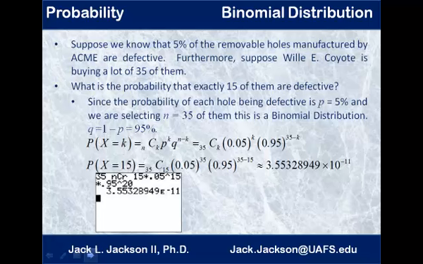Don't ever write it that way. Write it as times 10 to the negative 11th, which is really 10 zeros and then the 355, etc. So practically 0. It's not actually 0, but it's really close. It's very, very highly unlikely he's going to get exactly 15 bad holes.